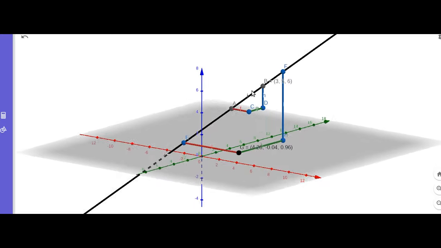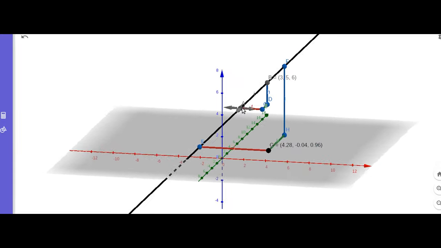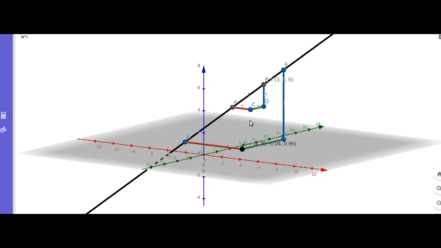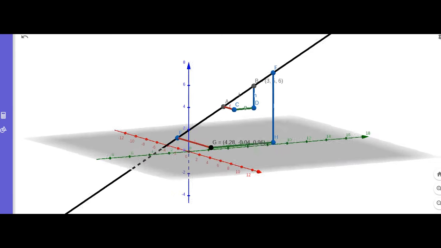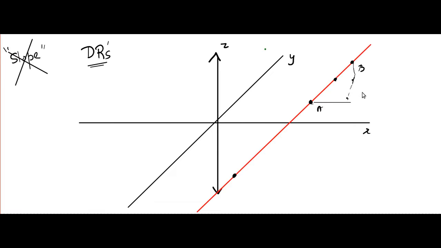See, corresponding to any 2 points, you can see something parallel to x-axis, parallel to y-axis, parallel to z-axis. And those measurements are called the direction ratios, and they are denoted by A, B, C.